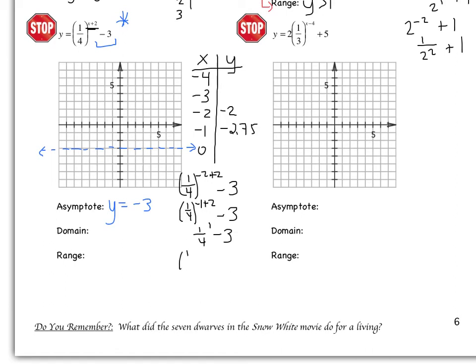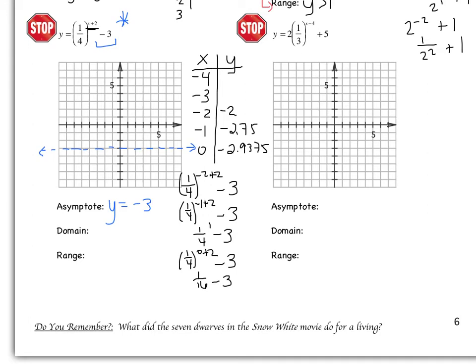I then have 1/4 to the 0 plus 2 power minus 3. So this is 1/4 squared, so 1 over 16 minus 3. This ends up being -2.9375. So you may have needed a calculator for that one.